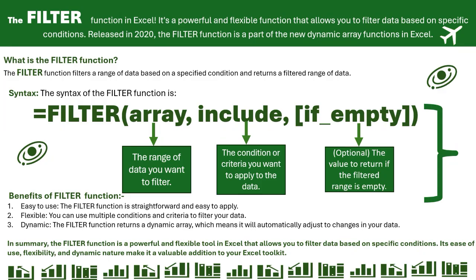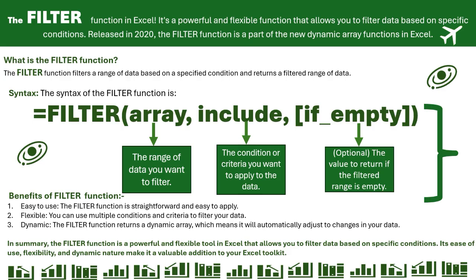Filter function. Filter function in Excel is a powerful function that allows you to filter data based on specific conditions. This function was released in 2020, and the filter function is a part of the new dynamic array functions in Excel. So let's understand what the filter function is. Filter function filters a range of data based on a specified condition and returns a filtered range of data.